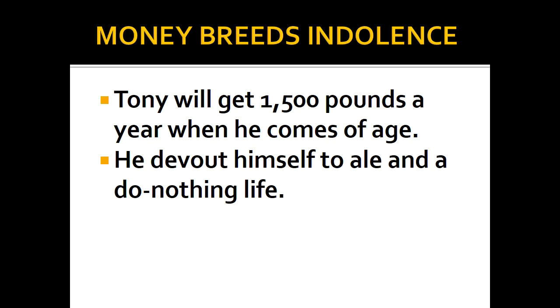Lastly, money breeds indolence. This theme can be seen in the character of Tony Lumpkin, who will get £1,500 a year when he comes of age. Because of that, he finds it difficult to make himself useful. He devotes himself to the ale house and a do-nothing life, because he knew that even if he will not marry Constance, he will still have money that can keep him for the whole year.